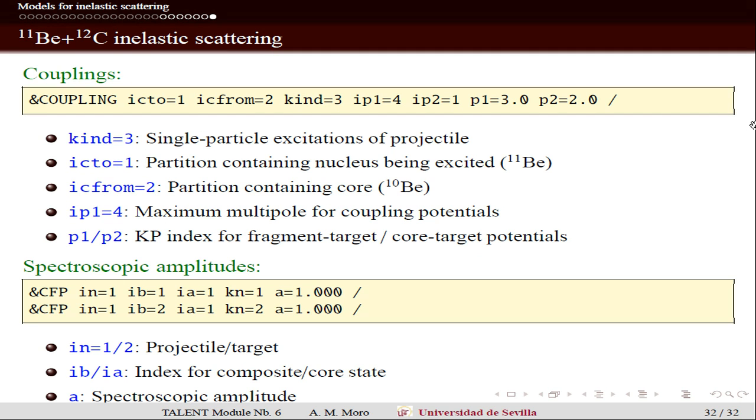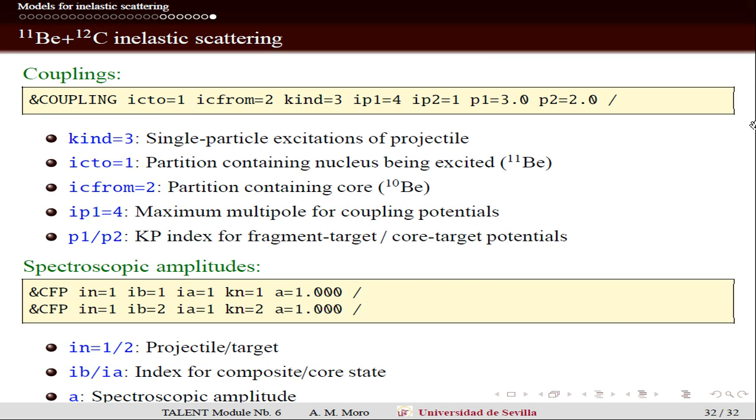Now we have defined already two bound states. We have now to tell Fresco that we want to couple these two bound states with this single particle model. So one thing is the structure part. Now we have to put the dynamics, the kind of couplings. We could have defined these bound states to do a transfer calculation, for example.